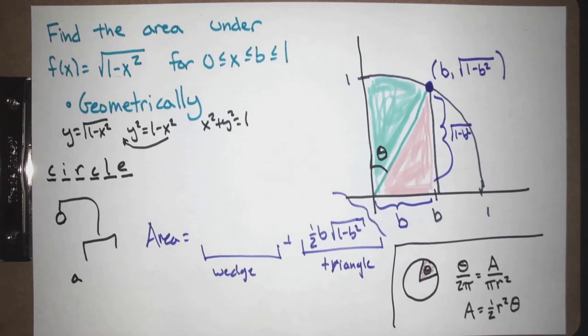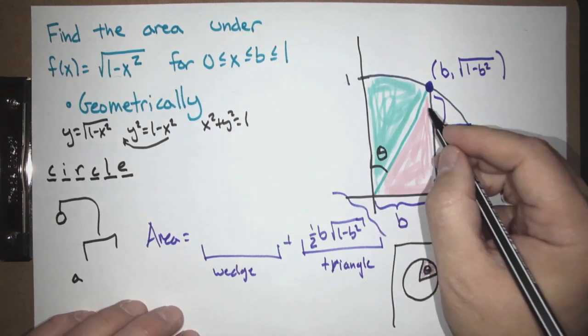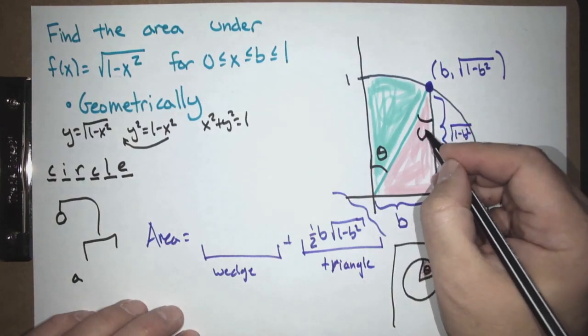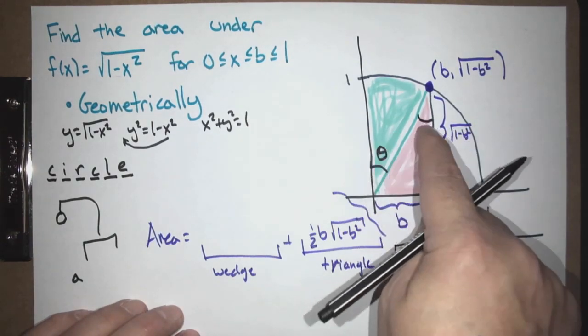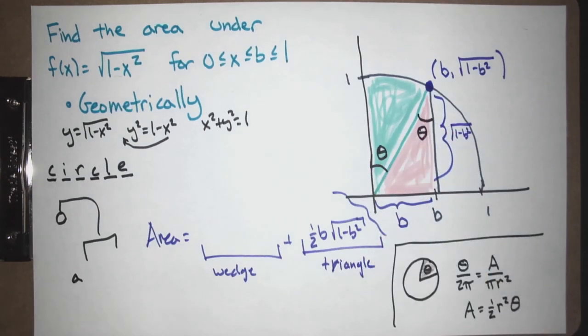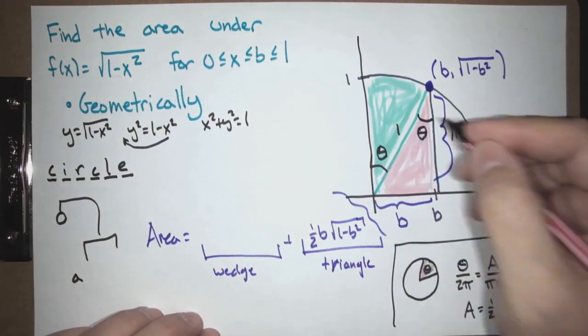All right, so now we start thinking about how we can get that angle. Well, that angle is the same as this angle. These two angles match. And we have a triangle here, and it's not just any triangle. It's a triangle with a hypotenuse of 1.